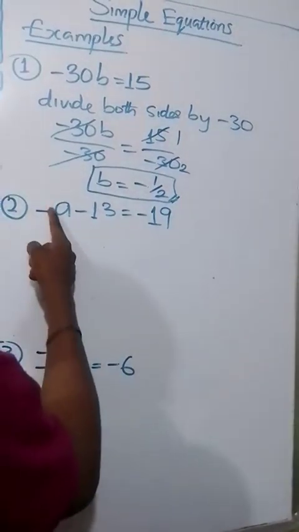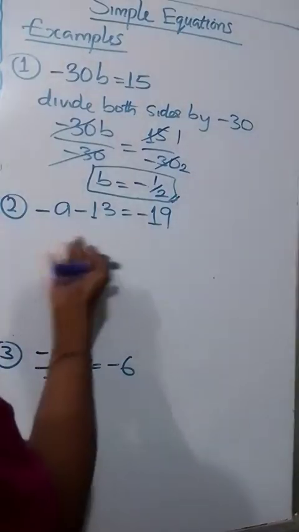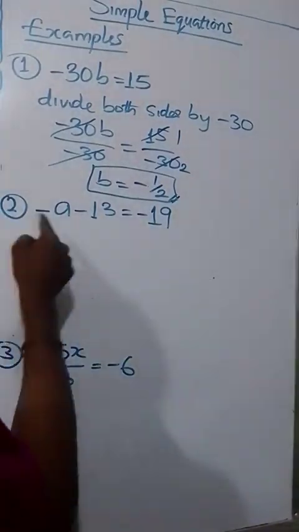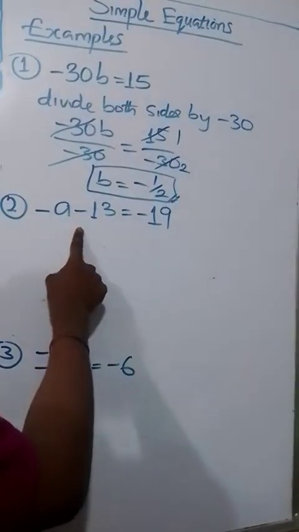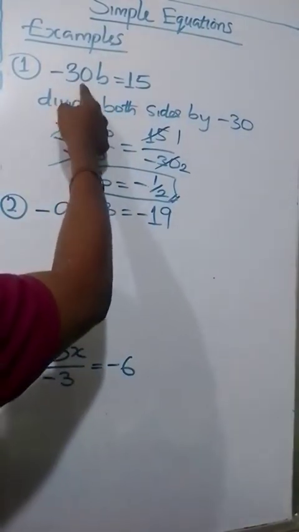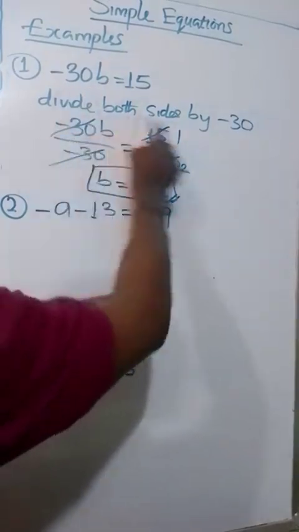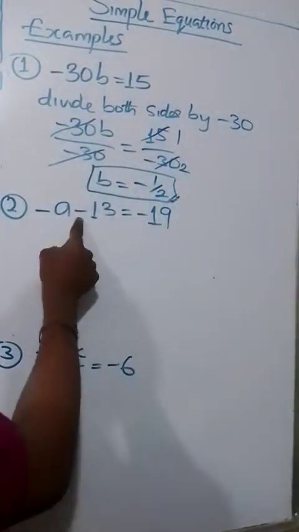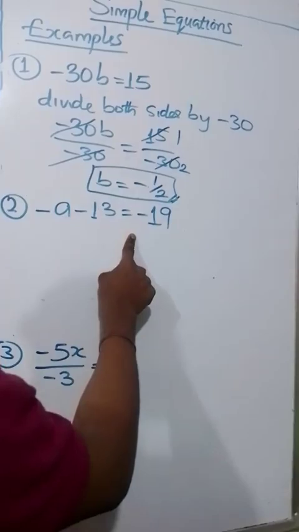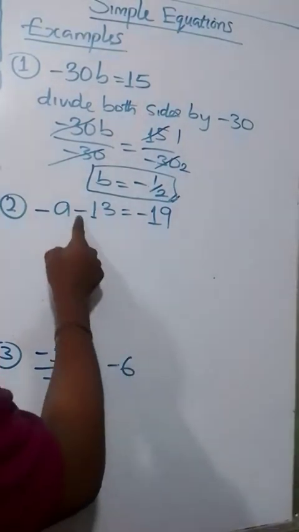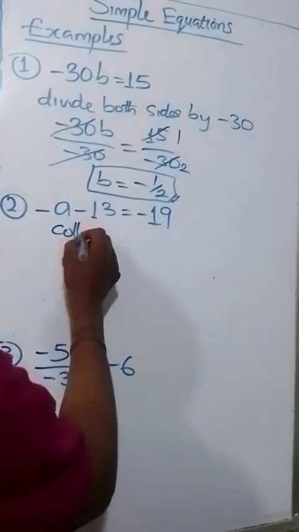So for each question we now determine what to do. For this particular question, we are going to collect like terms. Why? Because we have 13, we have 19. A is the only one standing alone. But for the previous one, minus 30 is multiplied by b, because it's multiplication. That's why we were dividing both sides. But here, we have a subtraction, so we cannot divide both sides because it's not multiplication. So we are going to collect like terms.